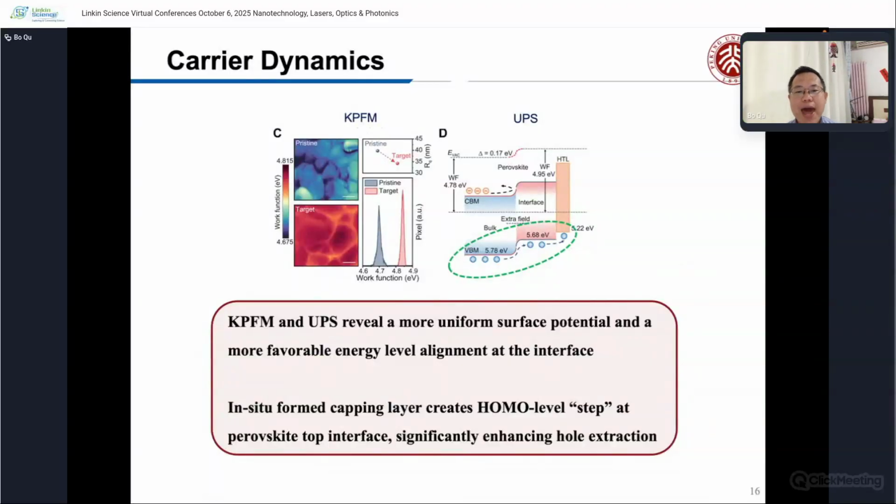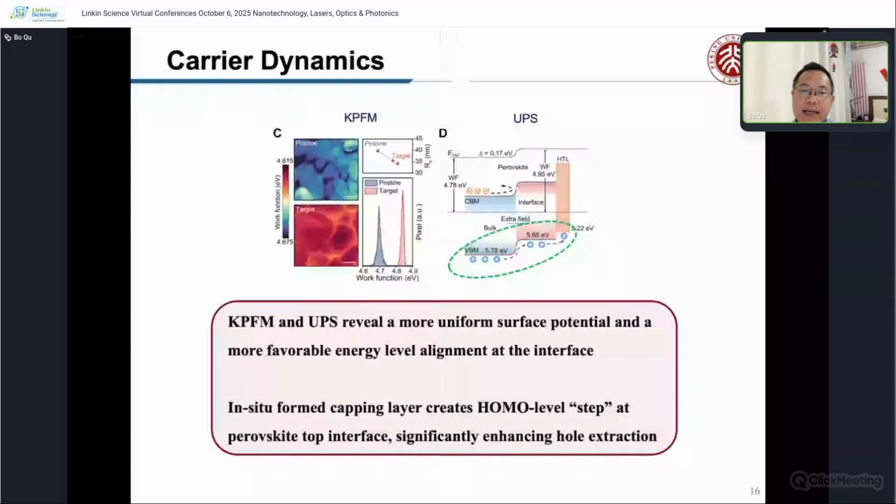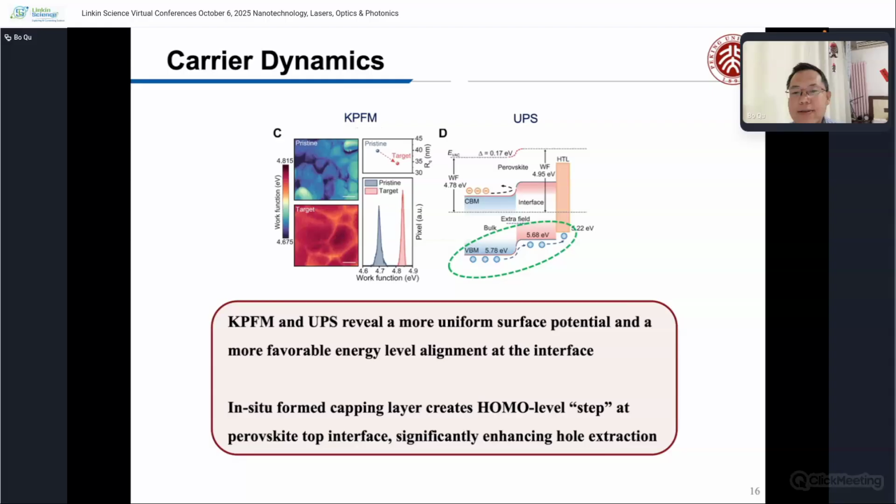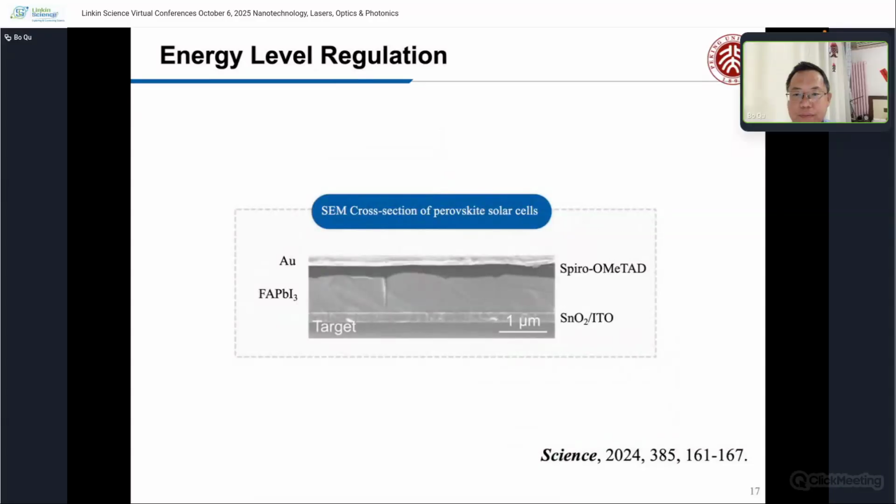The KPFM and UPS reveal a more uniform surface potential and a more favorable energy level alignment at the interface. Therefore, the in situ formed capping layer creates a horizontal energy level step at the perovskite top interface, significantly enhancing the hole extraction. The perovskite solar cells were fabricated as shown by the SEM cross-section.